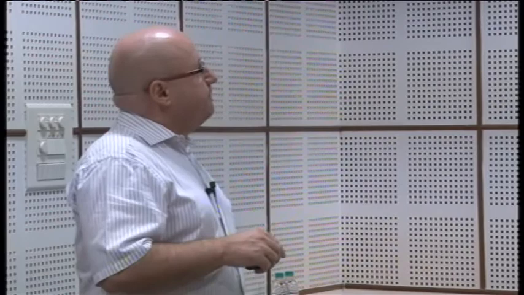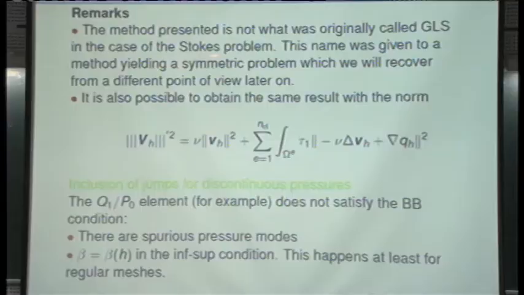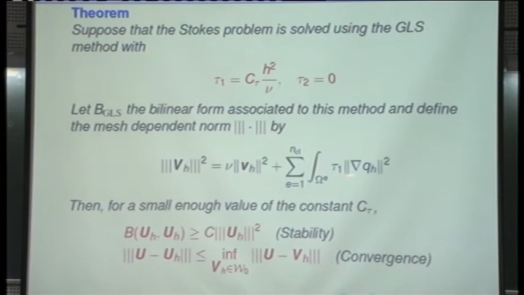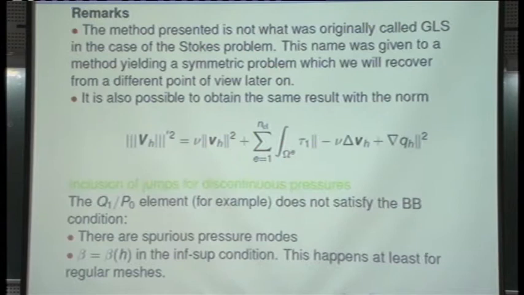Well, there is a historical remark in the case of the Stokes problem that was not what was originally called Galerkin least squares. It was given to a different method, because there was a change in sign unjustified. It is also possible to obtain the same result, but instead of working only with the gradient of the pressure, working with the whole residual. In fact, this one is better because you have a separate control on the velocity and the pressure. Okay, so that's another remark. Again, the gradient of the velocity is missing here.